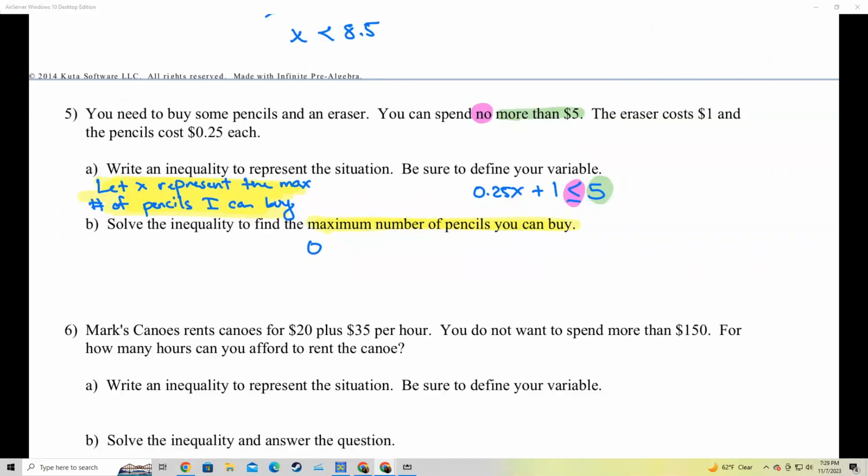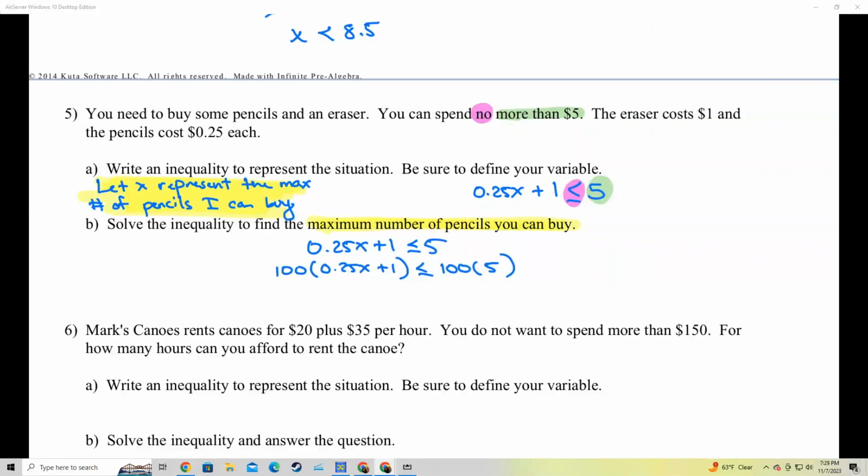I got 0.25x plus 1 is less than or equal to 5. Oh no, I got decimals there. Hopefully you remember how I need to get rid of those decimals. To get rid of the decimal, I'm going to go ahead and multiply everything by 100. That way I can move that decimal 2 times to the right. So we're going to multiply everything on the left by 100, and I'm going to multiply everything on the right by 100.